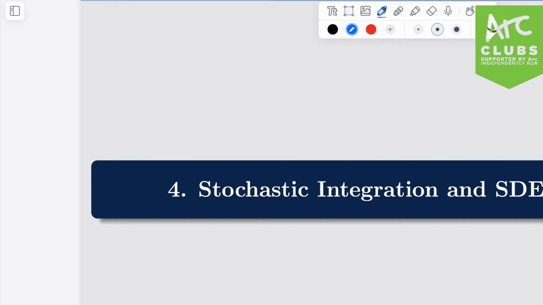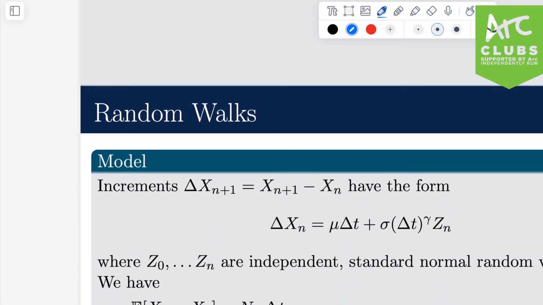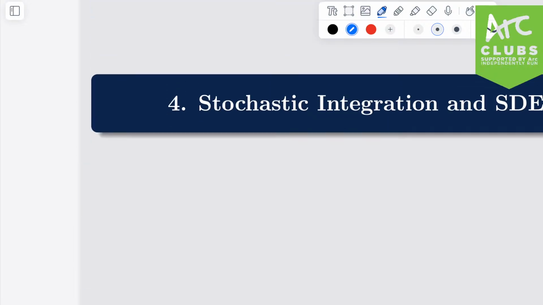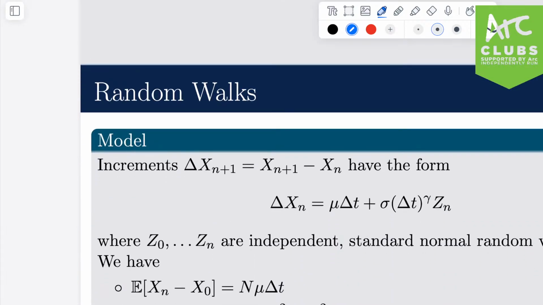So let's keep going with stochastic integration and SDE. I'm probably going to go over time, but that's okay. This part is a bit long, but I really like the topic of stochastic integration and SDE. It's very interesting. Basically, we start with the idea of random walks. The reason why we need random walks is that you can't really predict whether your stock price is going to go up or down, but you assume that the movement is random. You don't assume there's any trend or seasonality.